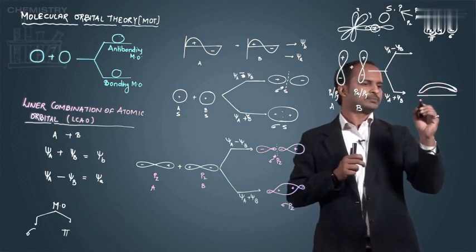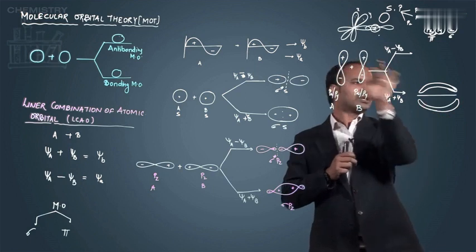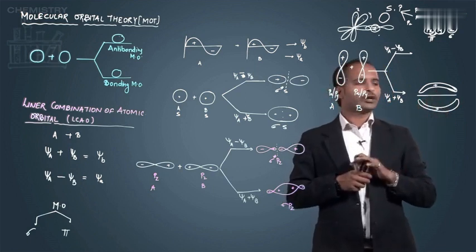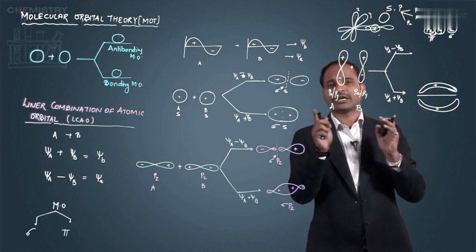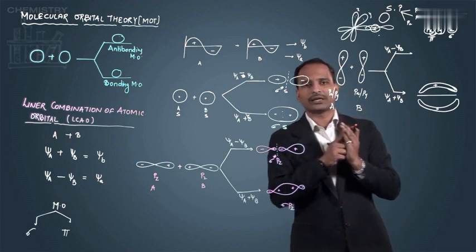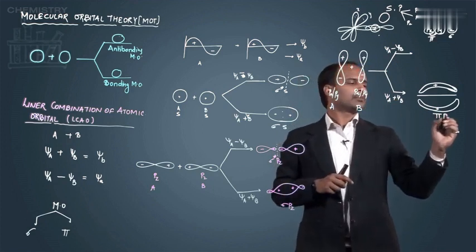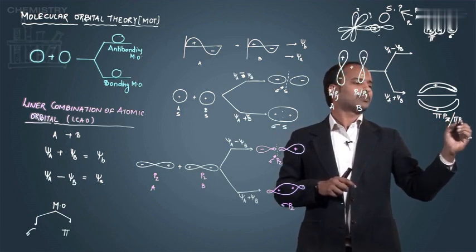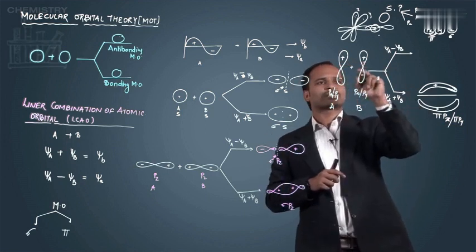Both overlap. This is the upper region and this is the lower region. Upper region plus and lower region minus. So the bonding molecular orbital name will be, since they undergo lateral overlapping, I can say it is pi px, or I can say pi py, depending on whether this is px or py.